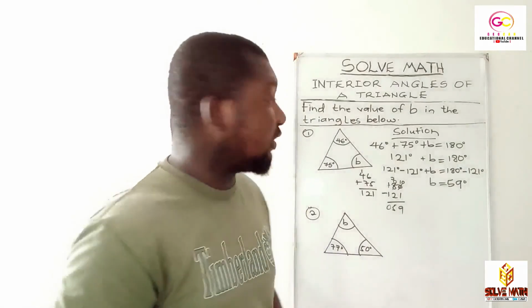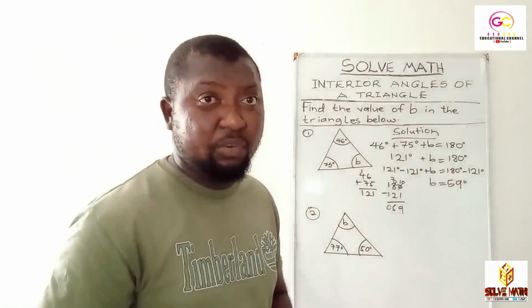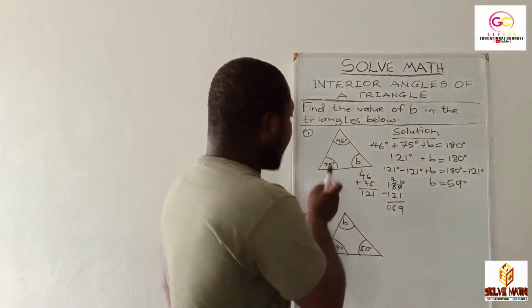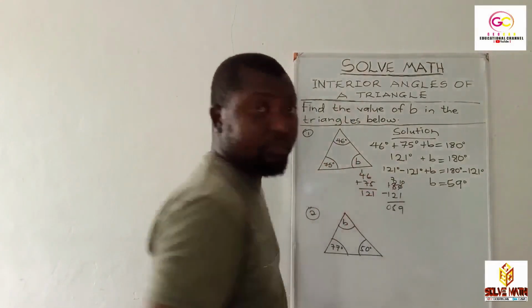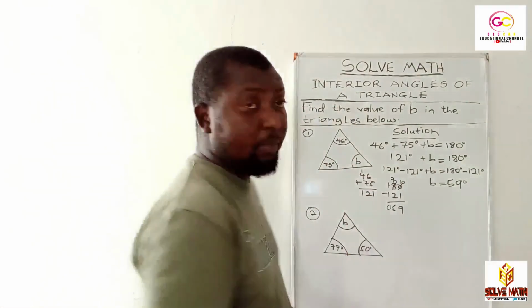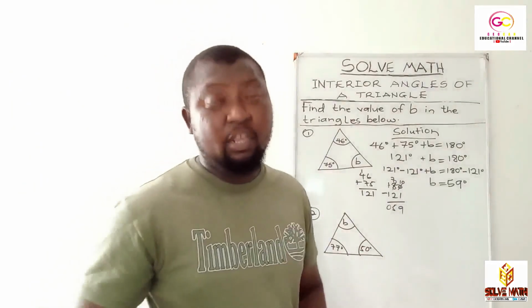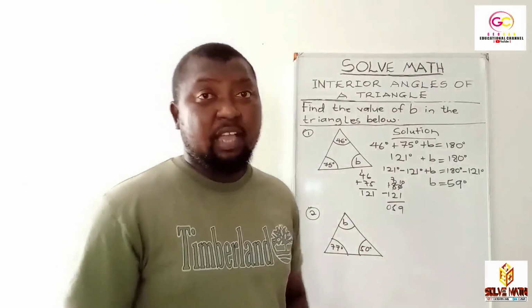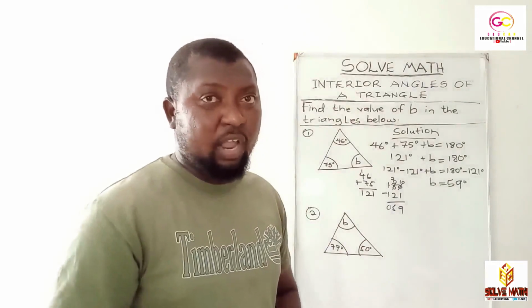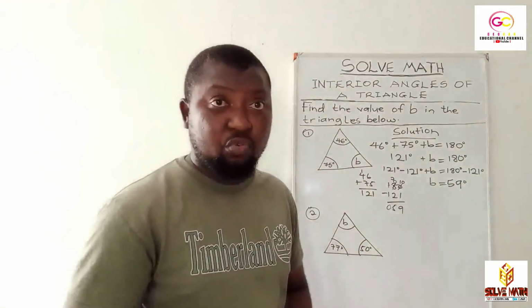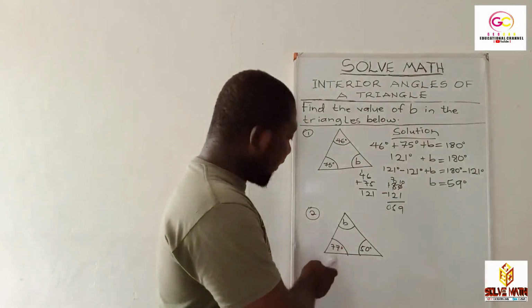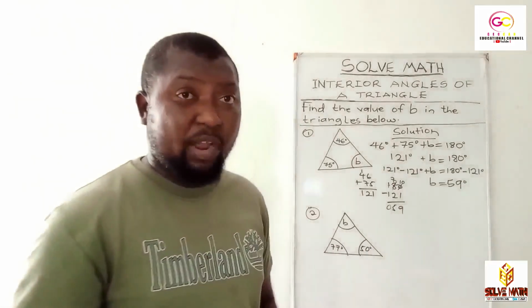59 degrees. As I told you earlier on, if you really want to check your answer, add 46 plus 75 plus B, which is what? Plus 59 degrees. And it should be able to give you 180 degrees, meaning you are on track. Yes, I'll urge you to pause the video and try your hands on question 2, that we have B, 77 degrees and 50 degrees. And when we return, we shall solve it.